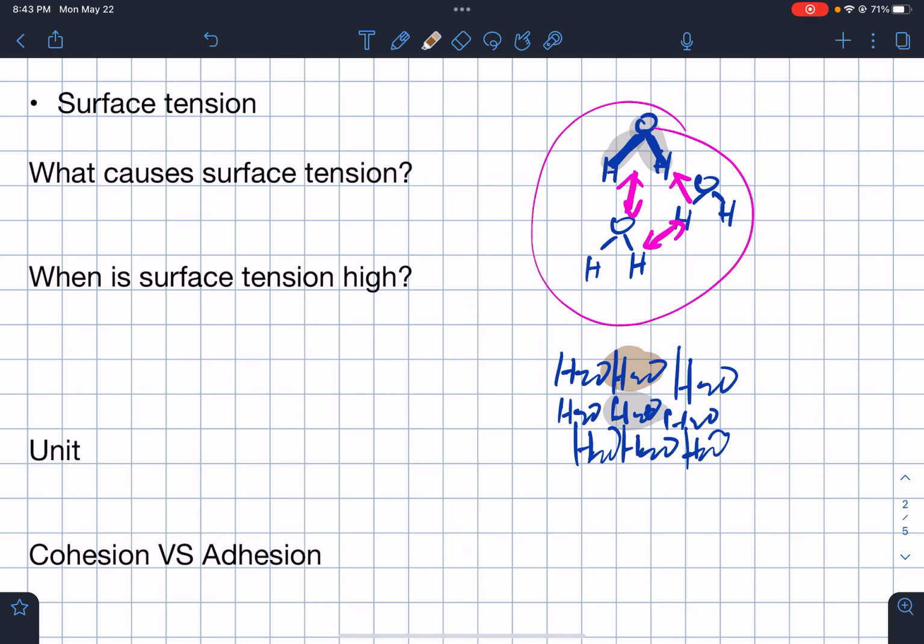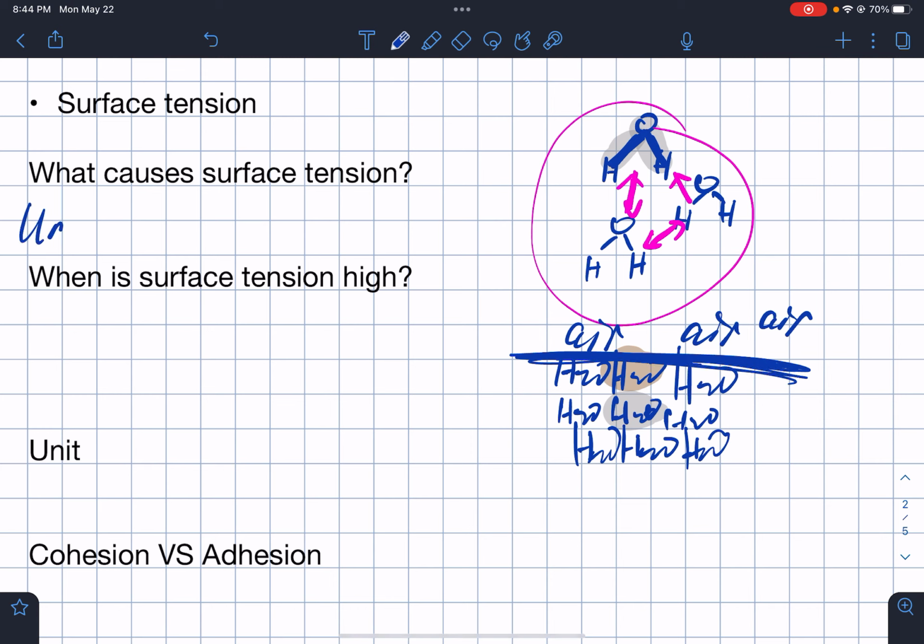If you see this molecule on top of the liquid surface, it is actually experiencing unbalanced intermolecular force. Why? Because below, I have my own buddies, water, that I hang out with. I have this hydrogen bonding going on. But above me, it could be air. The bond between me and my water buddy versus the bond between me and the air, that's two different bonds. So I'm experiencing unbalanced intermolecular force. That's why on the surface, I have some sort of tension.